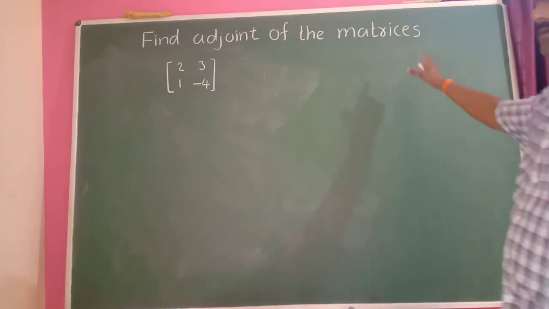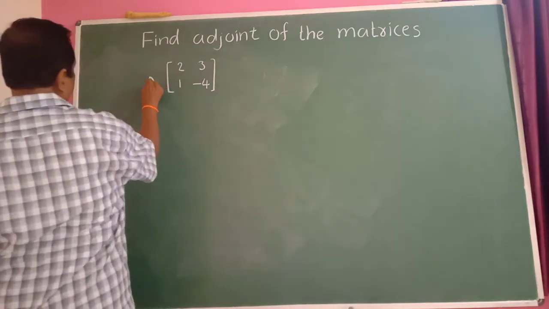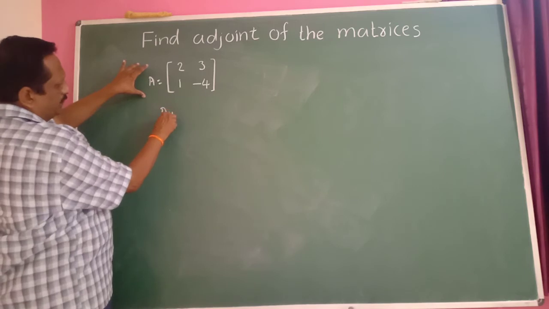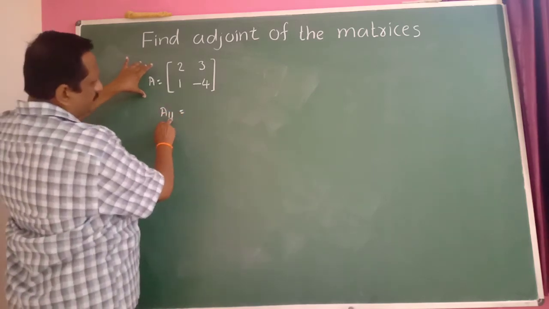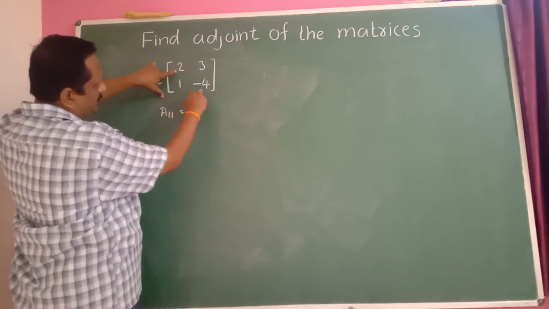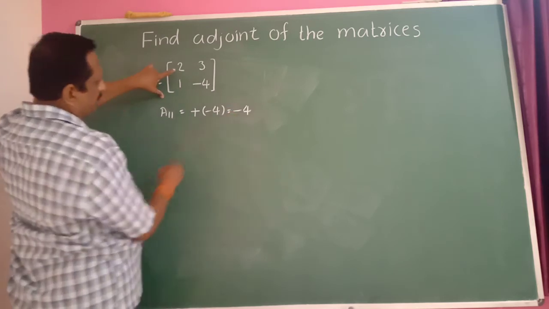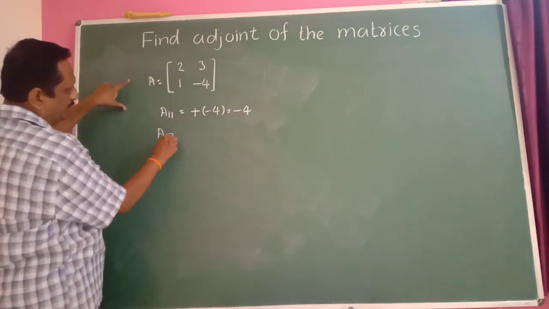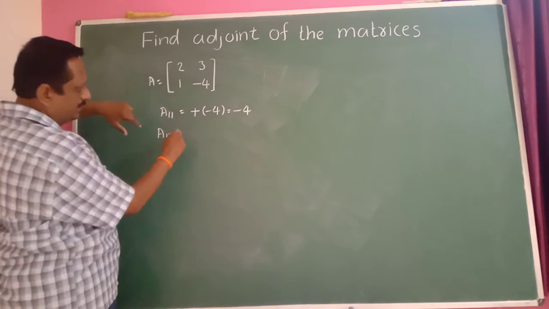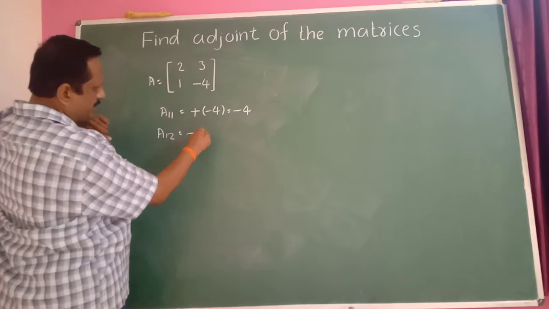Okay, find the adjoint of the matrix here. Take A as the given matrix. Therefore, A11: 1 plus 1 is 2, an even number, so take the plus sign. Deleting the first row and the first column, the remaining is minus of 4, so it equals minus 4. Then A12 is the cofactor of this element. 1 plus 2 is 3, an odd number, so take the minus sign. Deleting the first row and the second column, the remaining is 1, so write 1.